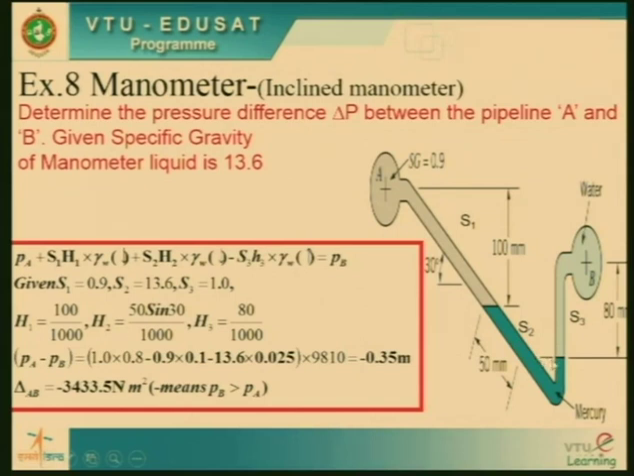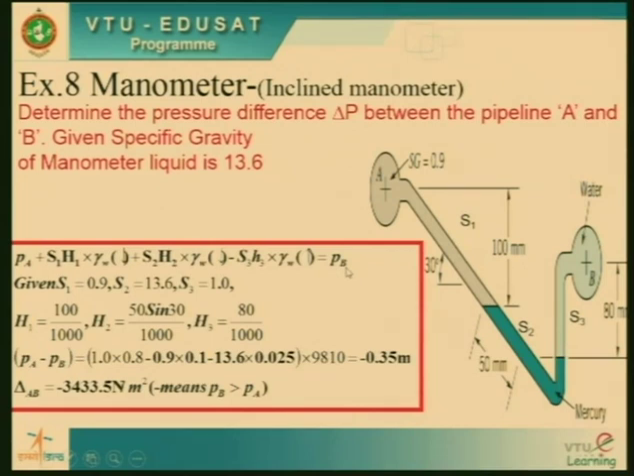Now my dear friends, we are going upwards from this side. I repeat, from this point we are going upwards. So what will be the equation? Definitely the equation will be negative. I have mentioned negative: minus S3, which is this one, into H3, which is 80 mm, into gamma W, which is the specific weight of water. If I do that, I reach point B, and I say it is equated to PB.